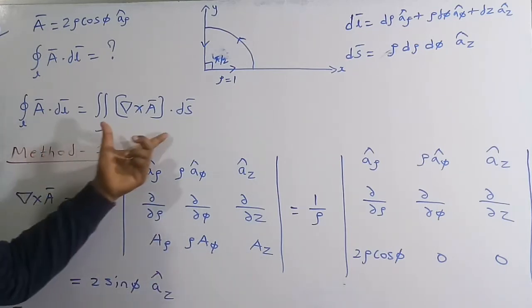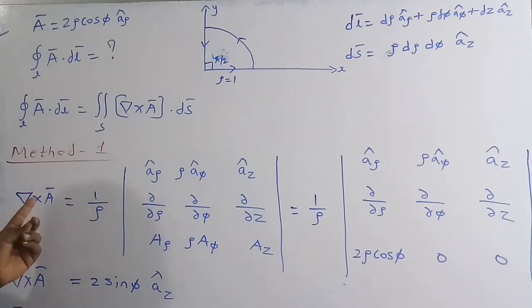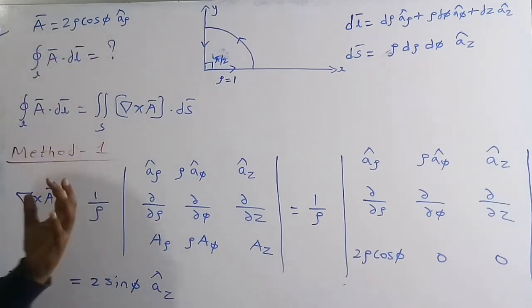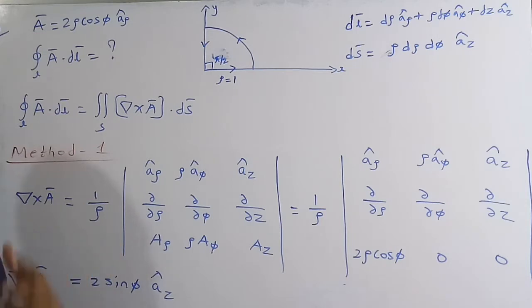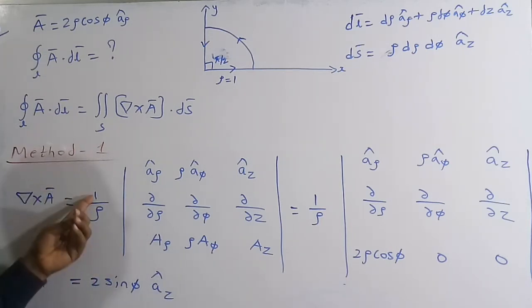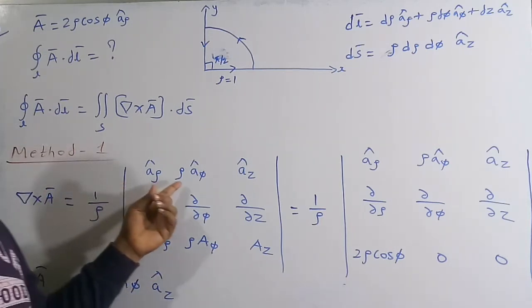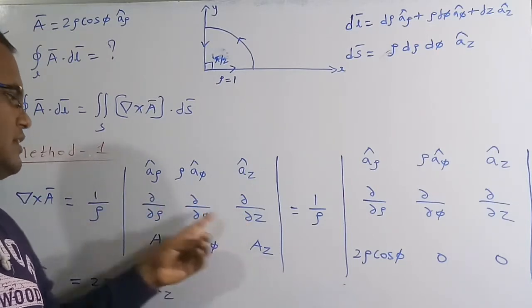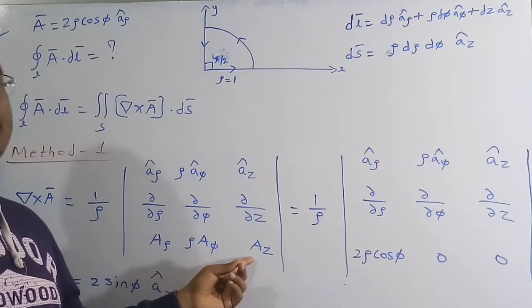So in method 1, I am going to take this RHS. First, I have to find the curl of A bar. Because rho and phi belong to the cylindrical coordinate system, we have to write the expression of curl of A bar in cylindrical coordinates, which is 1 by rho times the determinant of A rho cap, rho into A phi cap, A z cap; dou by dou rho, dou by dou phi, dou by dou z; A rho, A phi, A z.